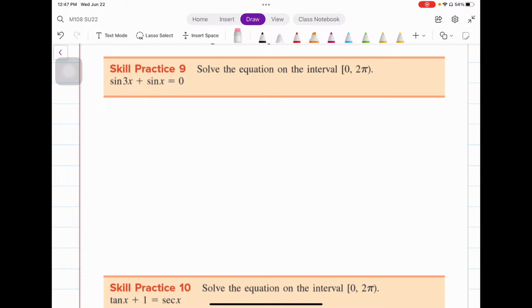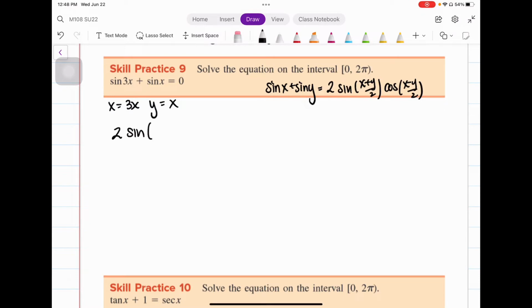So let's recall the sum formula for sine x plus sine y. In our equation here, we're going to let x equal 3x, and we're going to let y equal x. Then the sum of sine 3x plus sine x is going to be equal to 2 sine of (3x plus x) over 2 times cosine of (3x minus x) over 2, and that's going to be equal to 0. 3x plus x is 4x divided by 2 is 2x. 3x minus x is 2x divided by 2 is x.